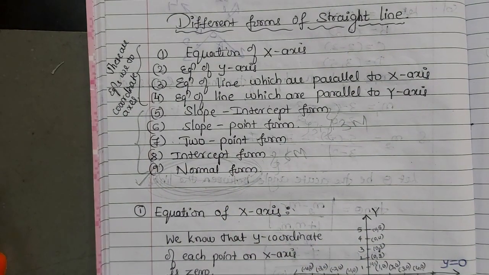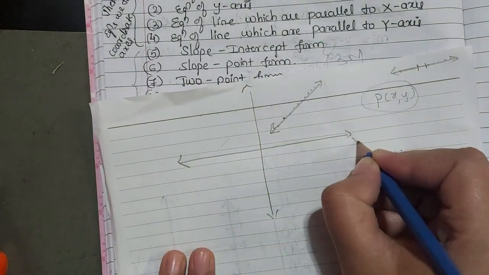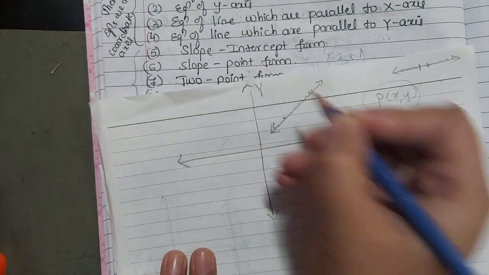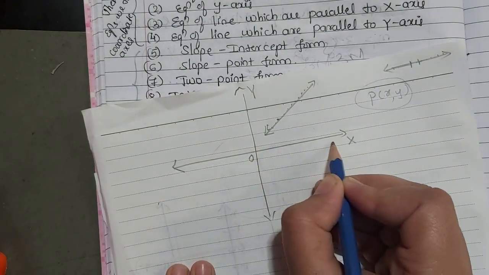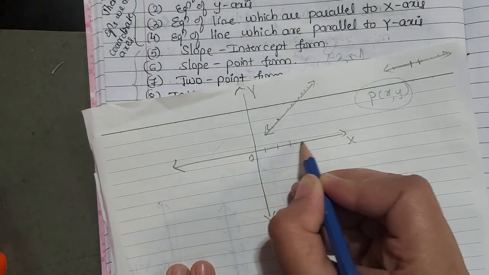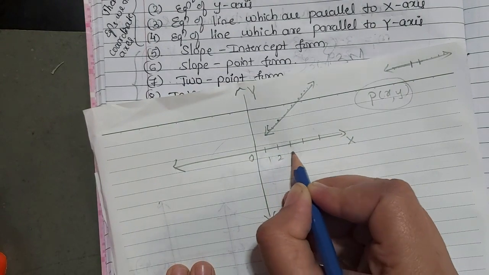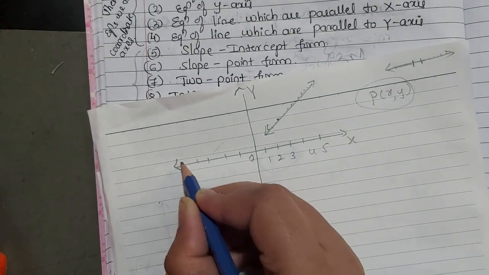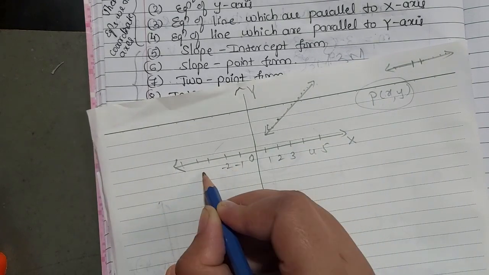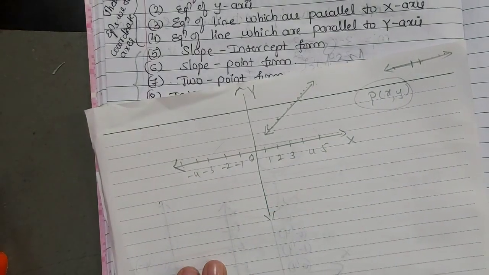Okay, so first is the equation of x-axis. So we know that is the equation of x-axis. Here this is the x-axis and this is the y-axis with the origin, and we know that on the right side of the origin we have positive values 1, 2, 3, 4, 5. On the left side of the origin we have negative values -1, -2, -3, -4, and so on.